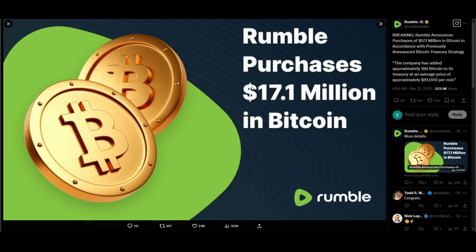And obviously, fundamentally, long term, it just continues to do very well. Just today, it looks like Rumble, a video platform, purchased 7.1 million in Bitcoin, about 188 Bitcoin, adding it to their treasury at an average price of 91,000 per coin. So again, this is a bunch of companies going to start adding Bitcoin on the balance sheet, right?